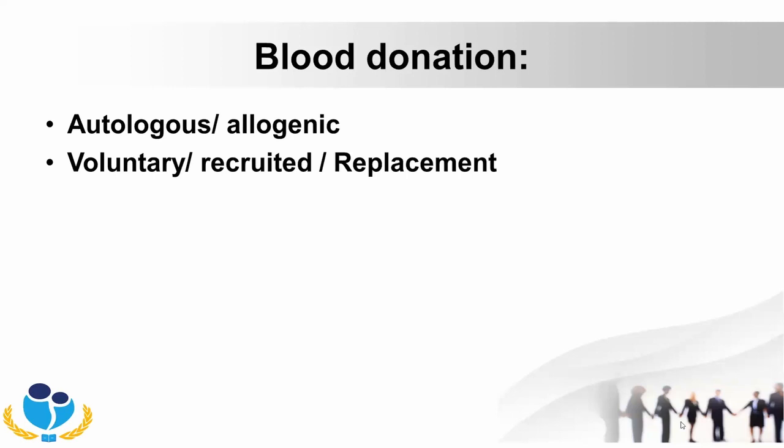Allogenic is when somebody is receiving the blood which is donated by another person. The blood can be donated from voluntary donors or from recruited donors or for replacement for family members. We usually encourage blood donors to be voluntary, non-remunerated, and regular donors.